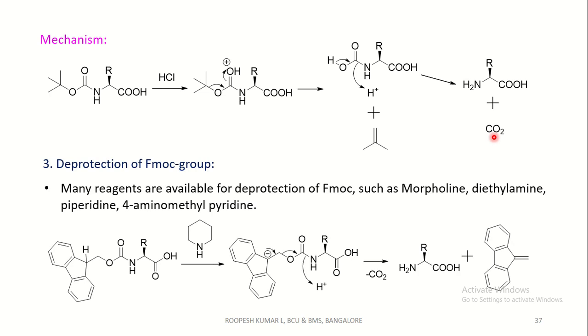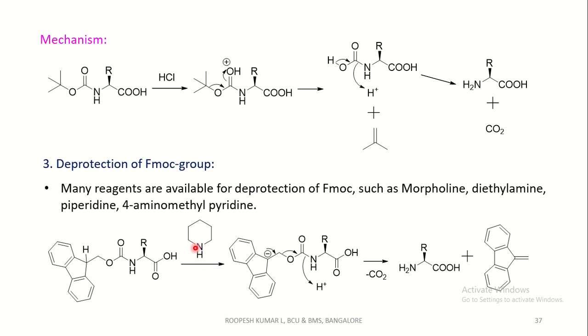Coming to the next one, deprotection of the FMOC group. Many reagents are available for deprotection of the FMOC group, such as morpholine, diethylamine, piperidine, and 4-aminomethylpyridine. In general, all these four reagents are basic. Now we conclude that FMOC can be deprotected using base.